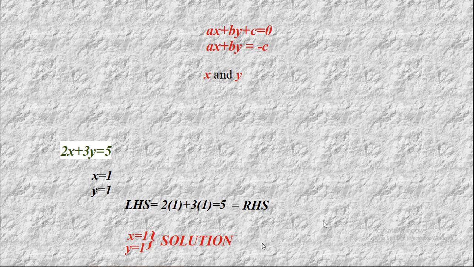That is, the condition we have to concentrate on in finding the solution of a linear equation is that the LHS of the equation must be equal to the RHS of the equation. That is, when finding the solution, the values of x and y we take must satisfy this condition, LHS equal to RHS. Then we can say that the values of x and y are the solution of that equation.